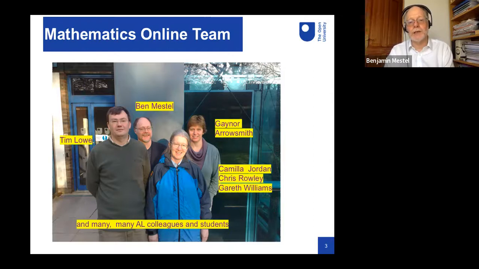And these are a group of people who worked on the project while it was started for 3 years. Tim Lowe, you may know, is quite involved in e-assessment. Indeed, I think he has talked at one of these conferences before. I'm there at the back, but also two of my colleagues, Gaynor and Camilla, both now retired, in fact. In fact, a number of the people in this list are no longer working at the Open University. But there were also many AL colleagues. So I should explain, AL stands for Associate Lecturer, which is what the Open University calls the part-time tutors that teach on a day-to-day basis.